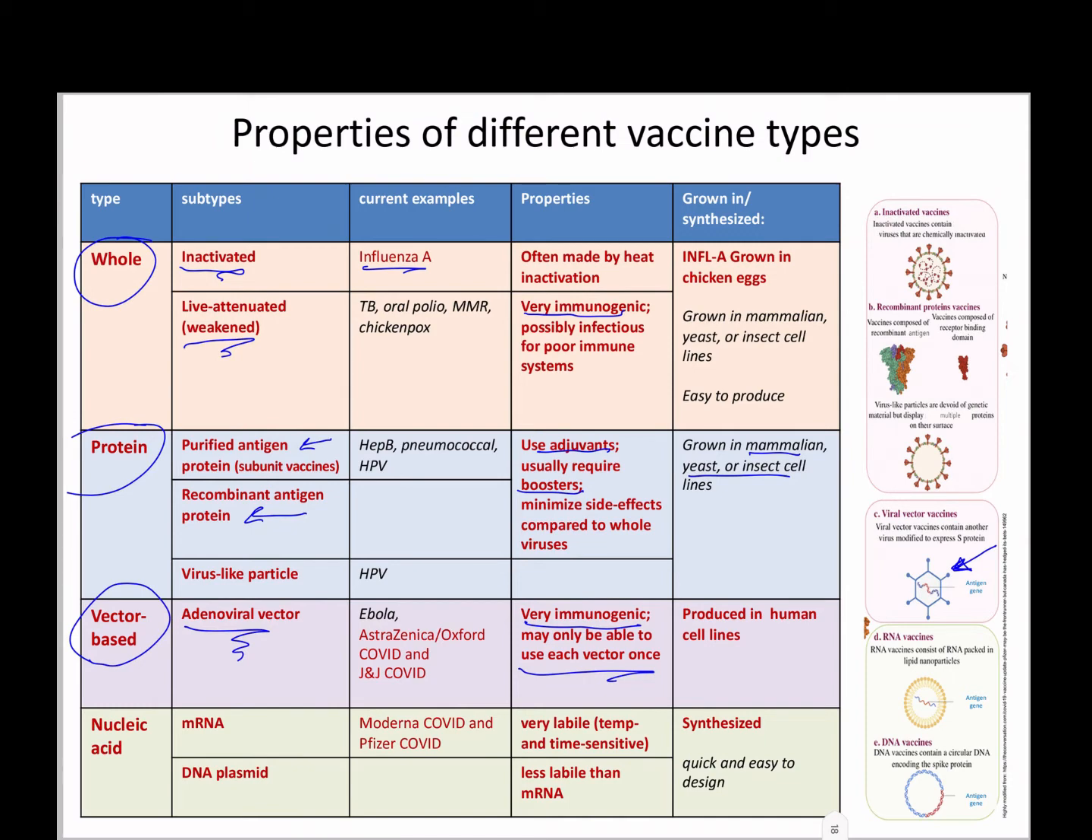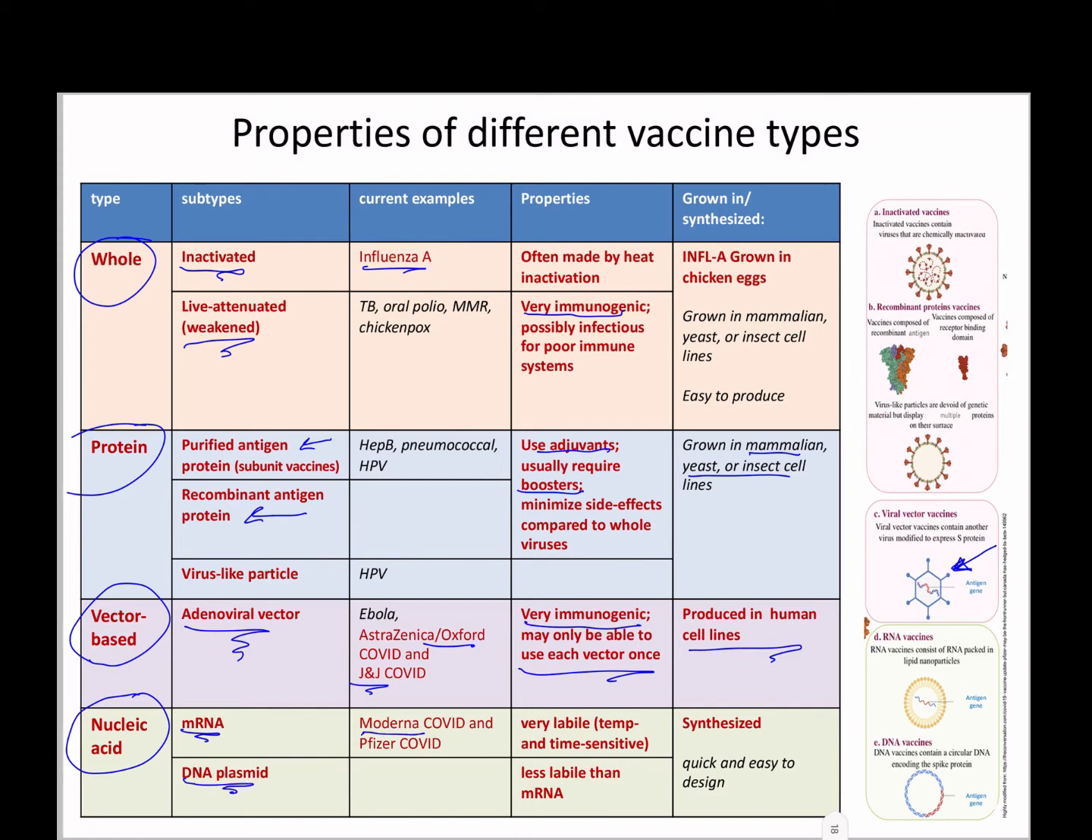We're going to talk about COVID vaccines in more detail in future lectures. But I do want you to recognize that the Johnson & Johnson and the AstraZeneca Oxford vaccines are vector-based. They're in adenovirus vectors, and these are produced in human cell lines, and we'll talk about that a little bit more. And then you had those nucleic acid, whether it was mRNA or DNA.